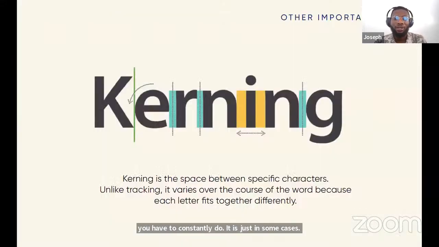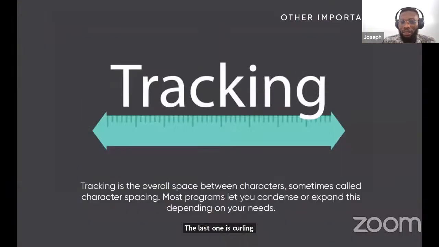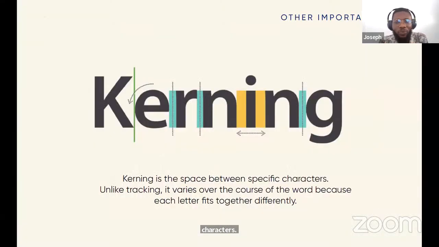The next one is kerning. Kerning is not like tracking. Tracking is, say, the overall space between characters, which is called character spacing. Kerning is the space between specific characters.